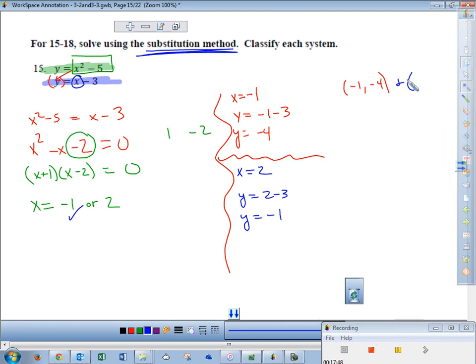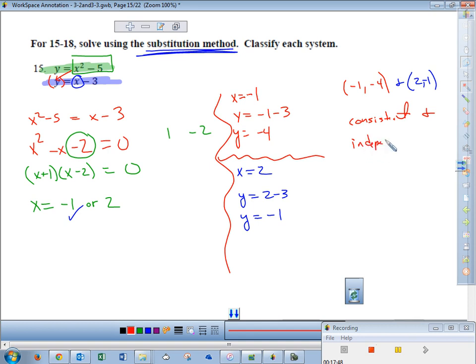That ordered pair was what? What is the other ordered pair? 2, -1. I got how many answers to this system right here? 2 answers. Is it consistent or inconsistent? Dependent or independent?